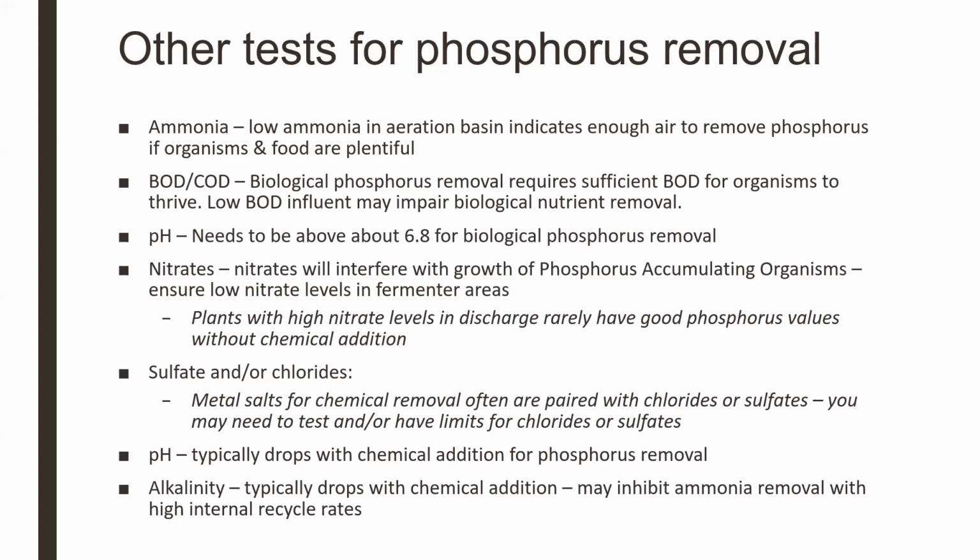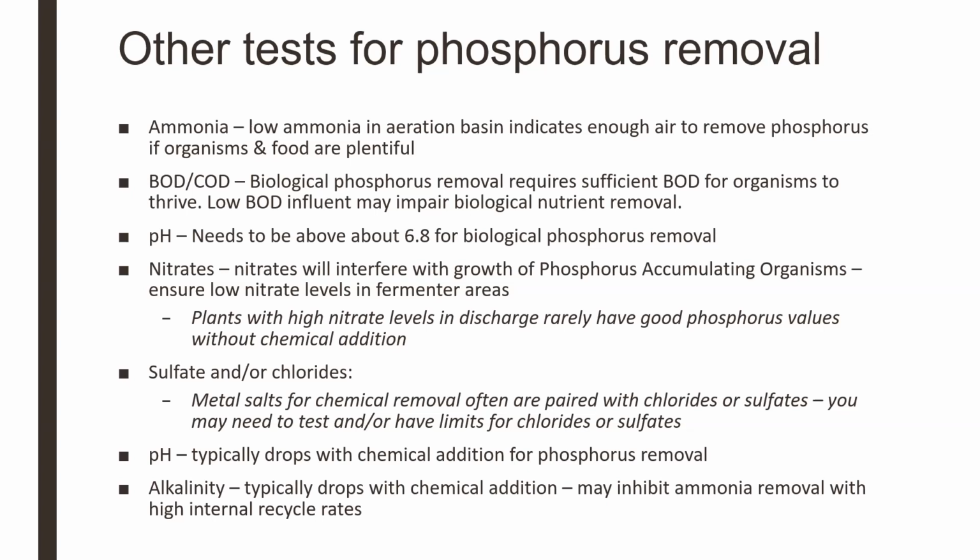Biological phosphorus removal requires significant biochemical oxygen demand for organisms to thrive. Low BOD influent may impair biological nutrient removal. So you can have everything right, but if there's no food for your biomass to consume as they're taking up that phosphorus, they won't take up the phosphorus. So having enough carbon in your system is important. And your BOD, or COD if you're using it as a proxy, can help diagnose trouble with biological phosphorus removal. pH generally needs to be above about 6.8 for biological phosphorus removal to occur in a plant.